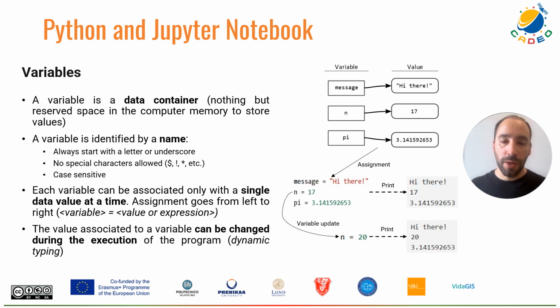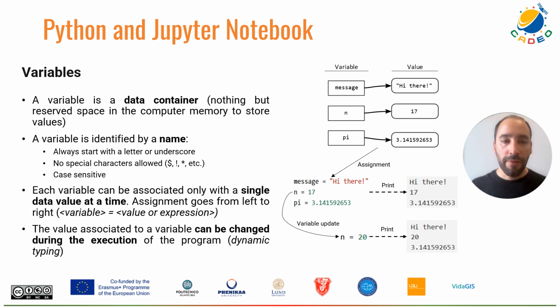Now let's see one by one which are the main features of the Python programming language. First of all, we have variables. A variable in Python is like a container for data. What a variable does is simply to reserve space in your computer memory where you can store values. Every variable must have a name, and this name must follow certain rules. First, it should start with a letter or an underscore, and you cannot use special characters. And also, you need to be careful that variable names are case sensitive.